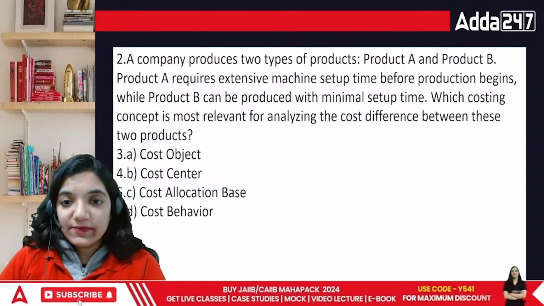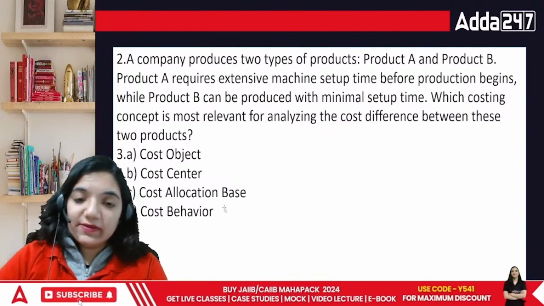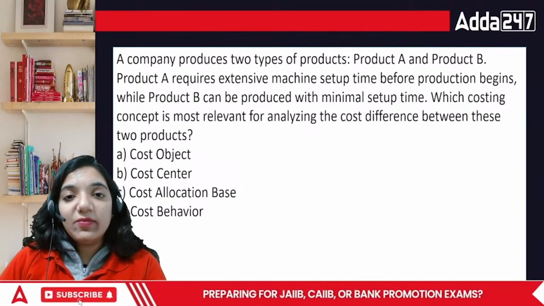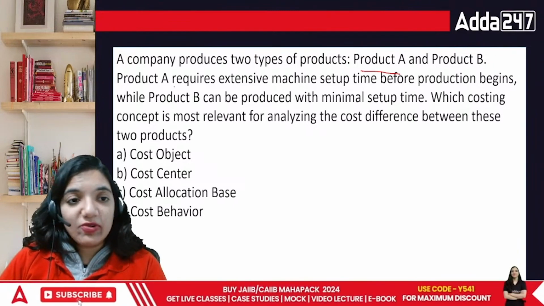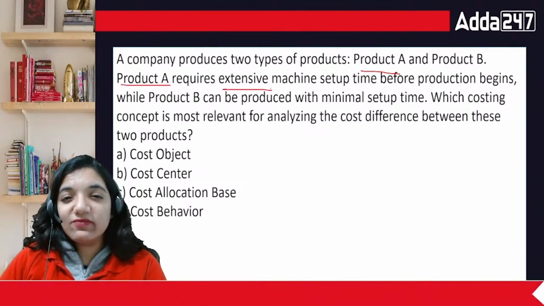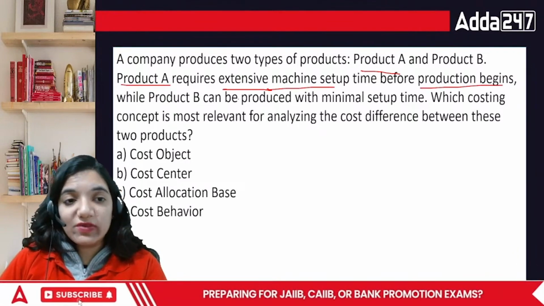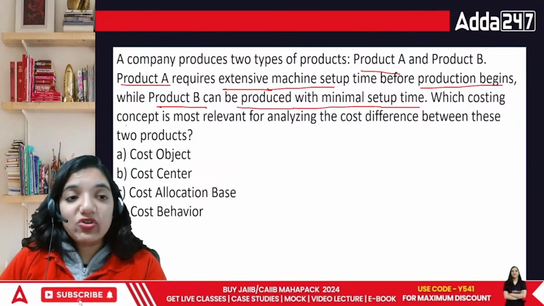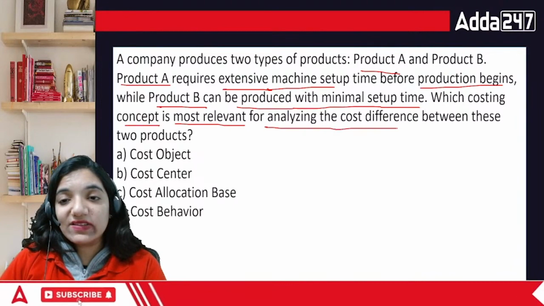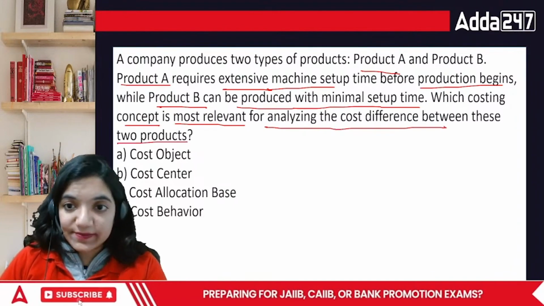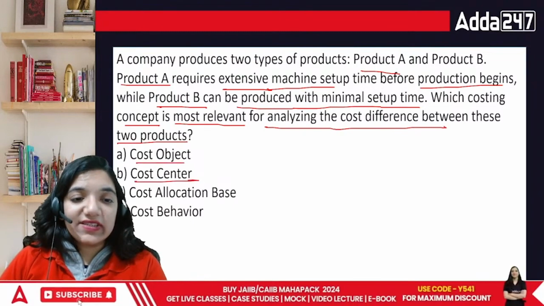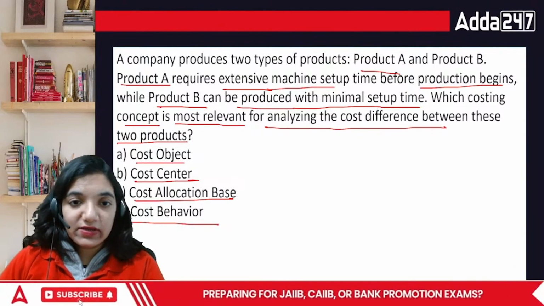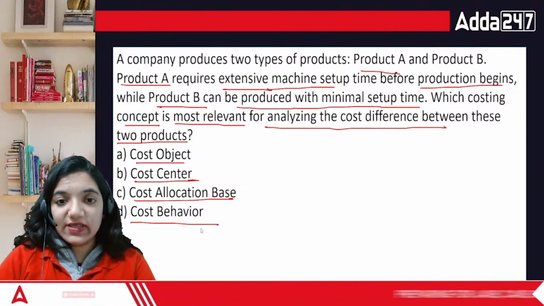Next point. This is again a costing based question. A company produces two types of products, product A and product B. Product A requires extensive machine setup time before the production begins, while product B can be produced with minimal setup time. Which cost concept is most relevant for analyzing the cost difference between these two products? Cost object, cost center, cost allocation base, or cost behavior? A, B, C, and D, everyone.